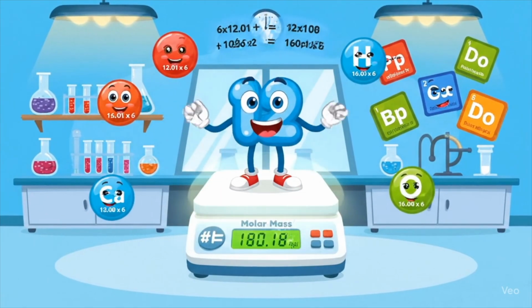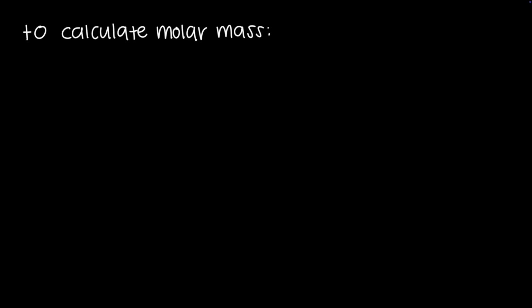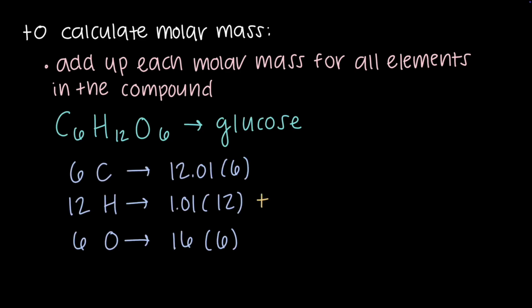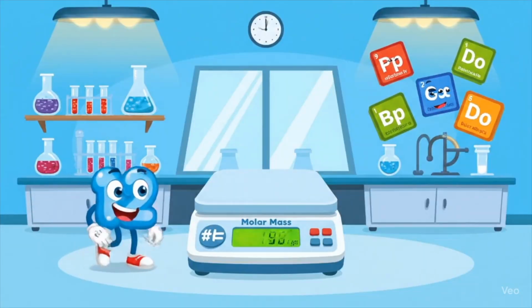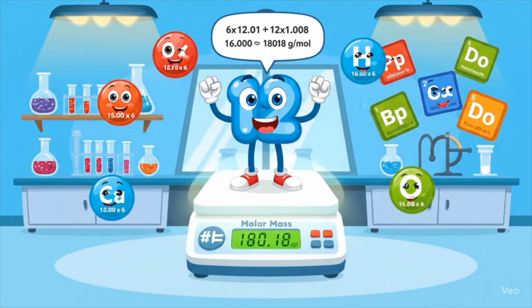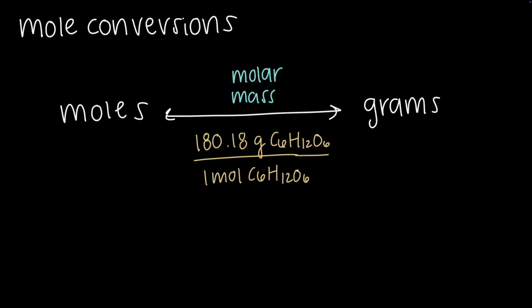To find his molar mass, we add up the weights of every atom that makes up glucose: 6 carbons, 12 hydrogens, and 6 oxygens. That comes out to 180.18 grams per 1 mole. So glucose proudly says, for every mole of me, I weigh 180.18 grams. And that's our conversion to go between grams and moles. Molar mass lets you switch between grams of a compound and moles of that same compound.